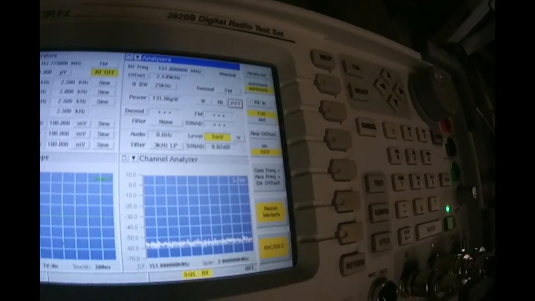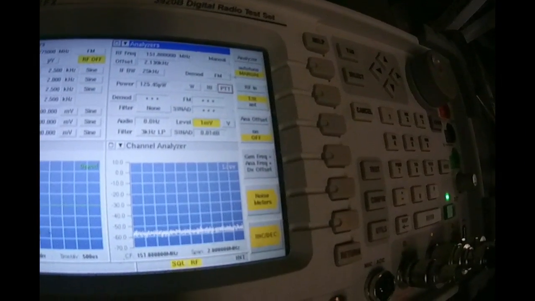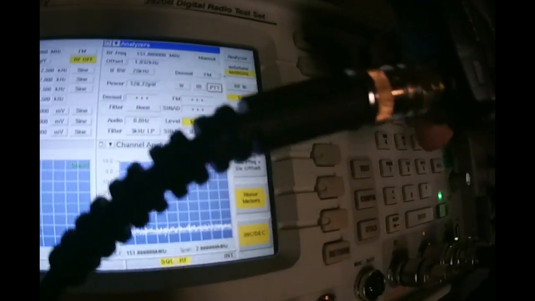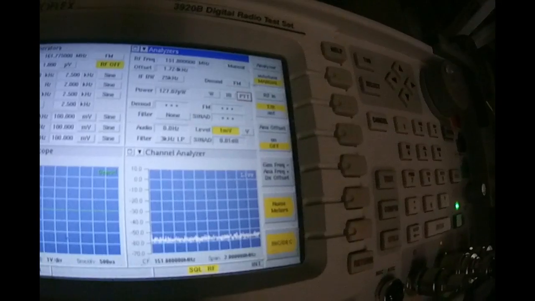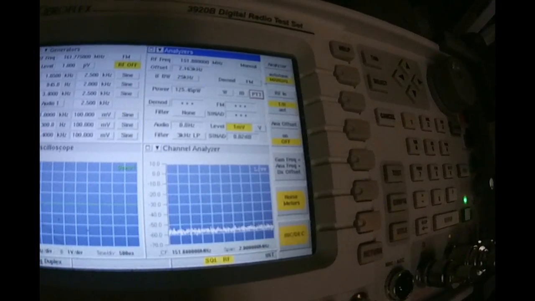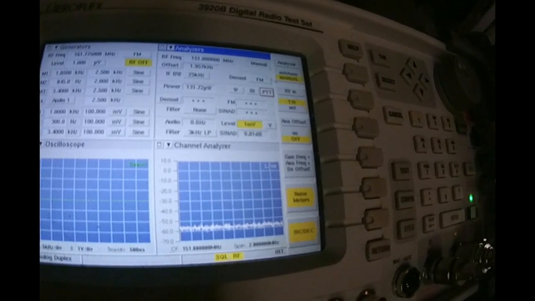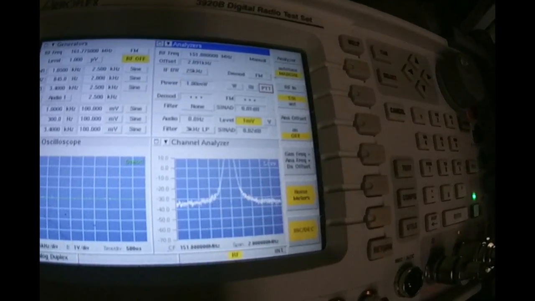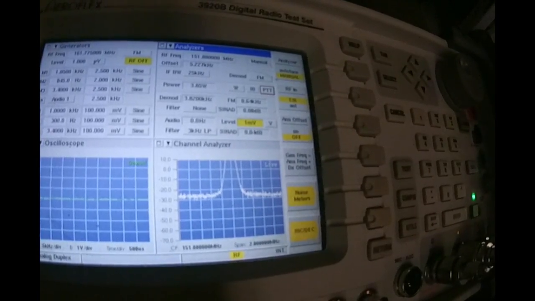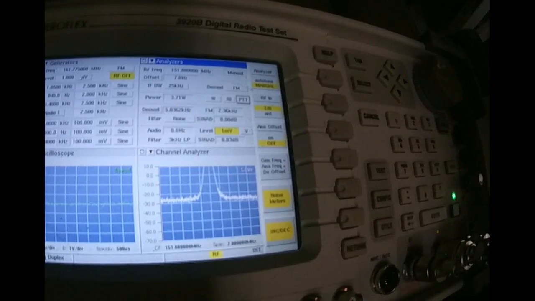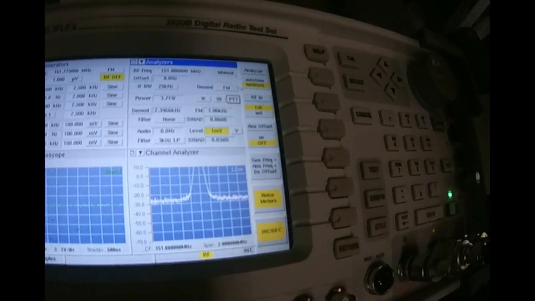Here's a really quick demonstration of the MARS CAP modification. And again, I'm going directly into the test equipment, so I'm not transmitting over the air. Perfectly legal. So I'm on MARS channel number 2, which is 151.88 megahertz, and here is transmit. Transmitting about 3.8 watts, and I'm 7 hertz off frequency, which is really good.